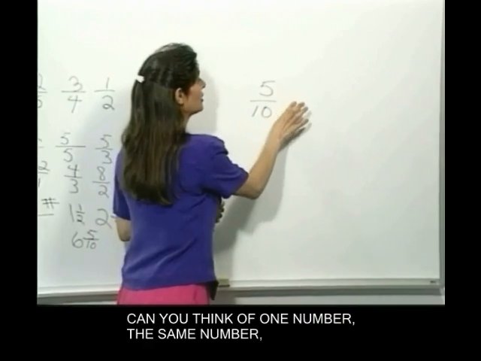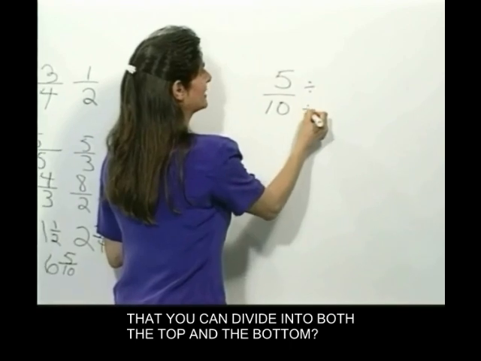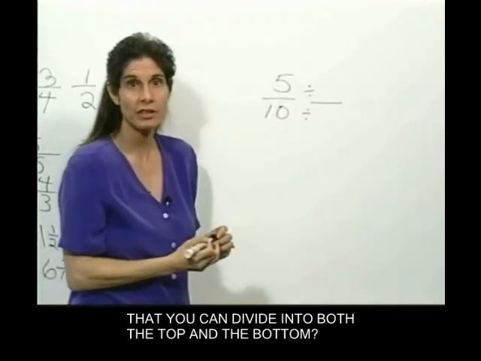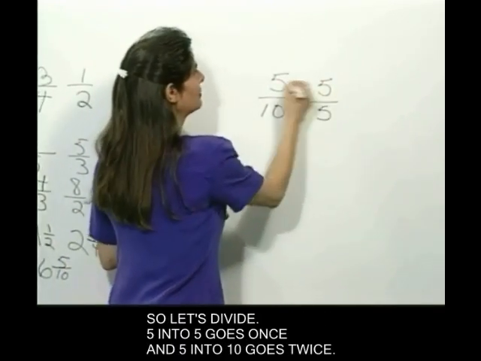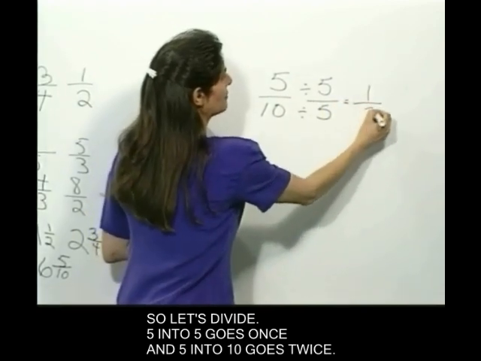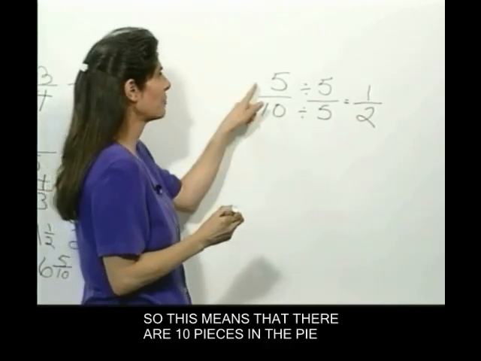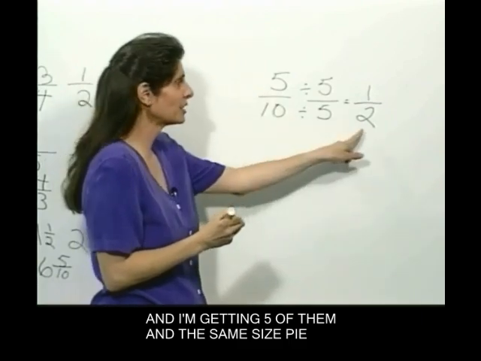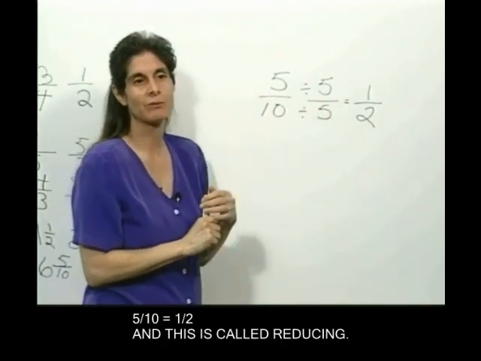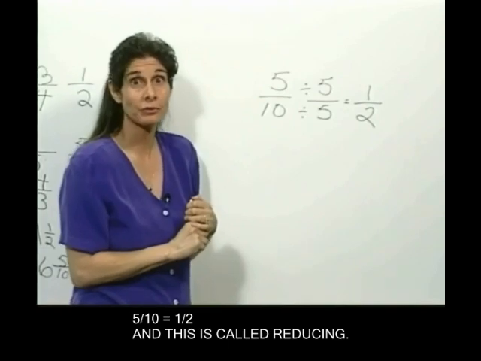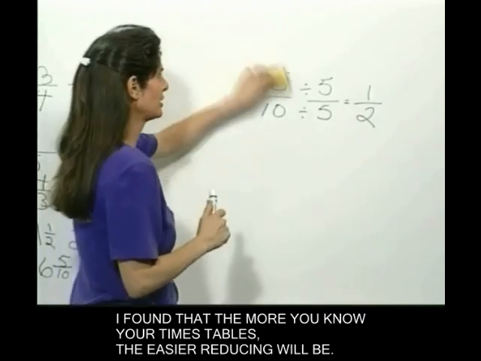5/10. Can you think of one number, the same number, that you can divide into both the top and the bottom? Sure you can. It's 5. So let's divide: 5 into 5 goes once, and 5 into 10 goes twice. So this means that there are 10 pieces in the pie, and I'm getting 5 of them. And a same size pie has 2 pieces, and I'm only getting 1 of it. 5/10 equals 1/2. And this is called reducing. I found that the more you know your times tables, the easier reducing will be.